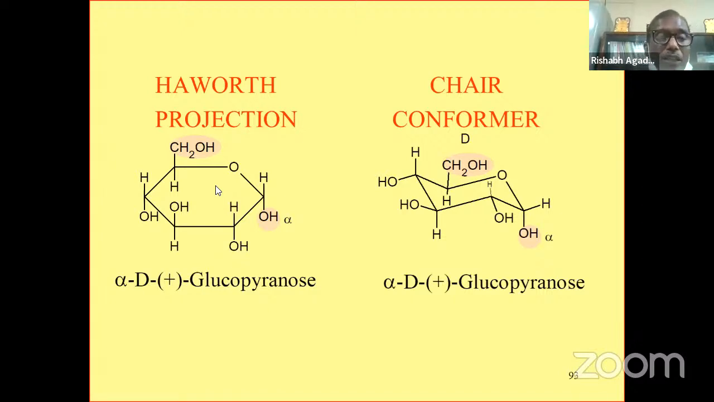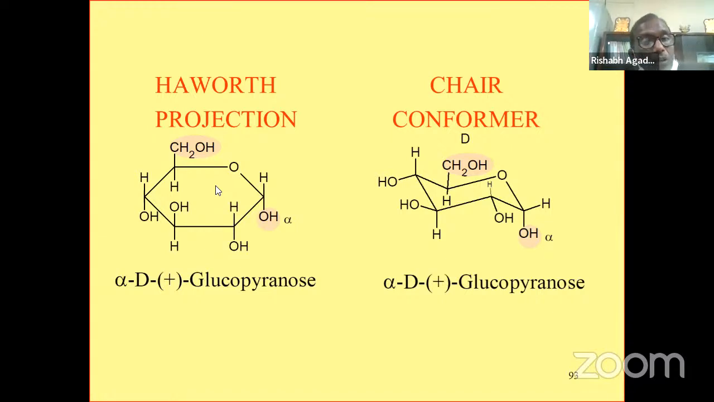What alpha denotes and what D denotes in the cyclic structure: the first chiral carbon atom having the hydroxy group below the plane of the ring will designate alpha, and the farthermost chiral carbon atom having the bulky group above the plane of the ring will be called D, so that becomes alpha-D-glucopyranose.